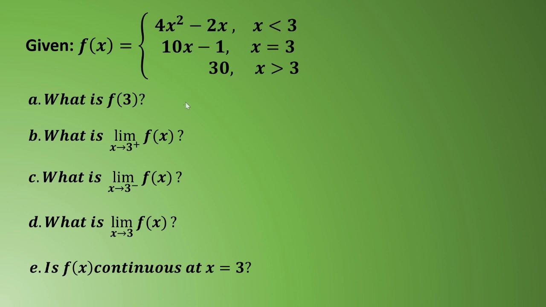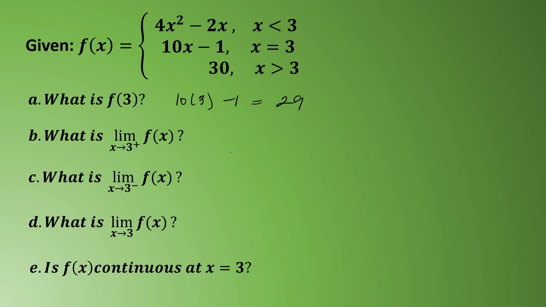Let us answer the following questions, and then this will be the given. So what is f of 3? Among these three, we're going to use 10x minus 1 to get f of 3. So we have 10 times 3 minus 1, so that would be 29.